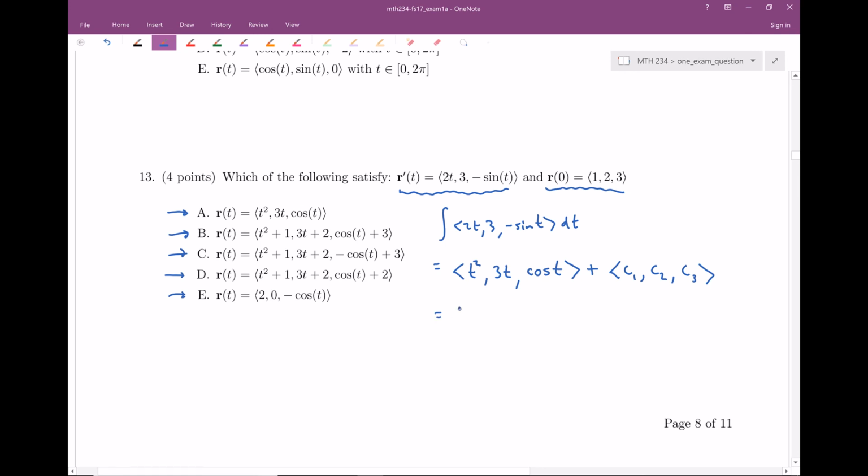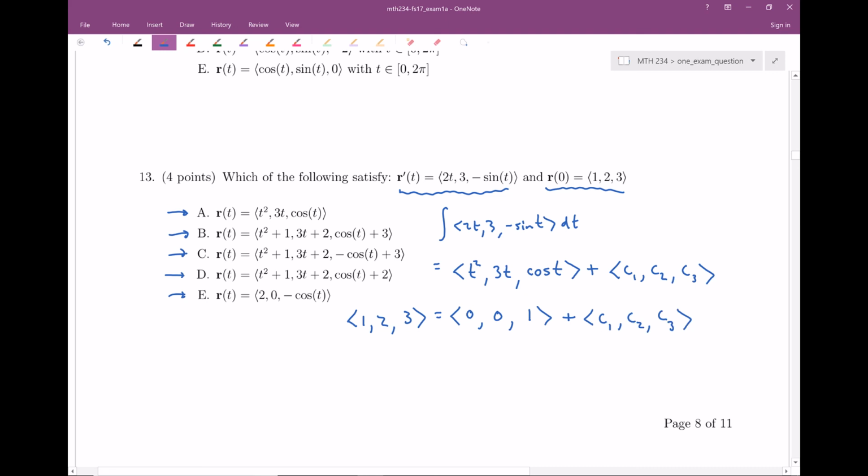So when I plug in 0, if I plugged in 0 into t squared, I would get 0. If I plugged in 0 into 3t, I'd get 0. If I plugged in 0 into cosine of t, I'd get 1. And I want to get out the vector 1, 2, 3. And the question is, what do the c values then have to be, c1, c2, and c3, to make that happen?